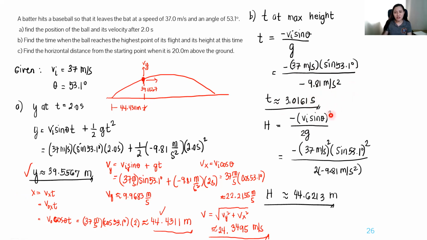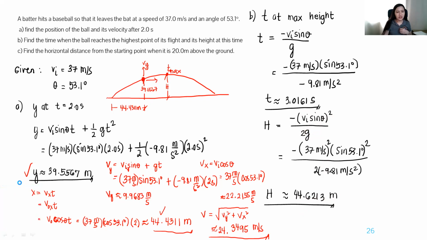And the maximum height we solve, we use the formula negative Vi sine theta quantity squared over 2g, and we'll be able to get the height 44.6213 meters. So that is its maximum height, it is over here. So it would take t maximum to reach this point, and this is now the maximum height. Okay.